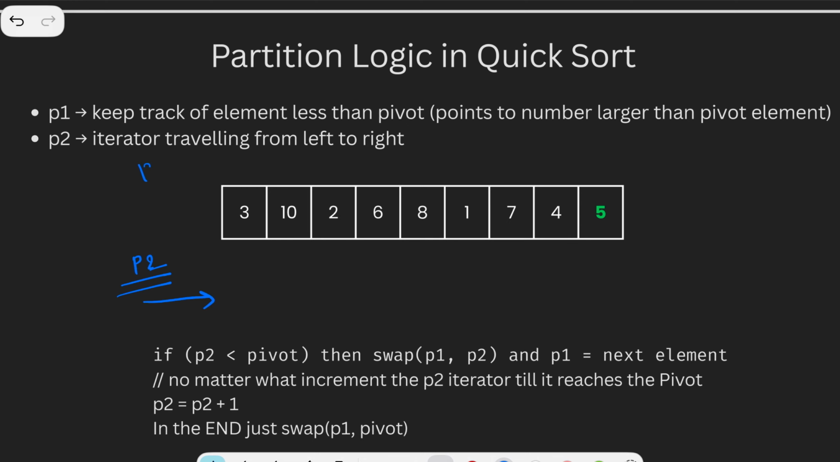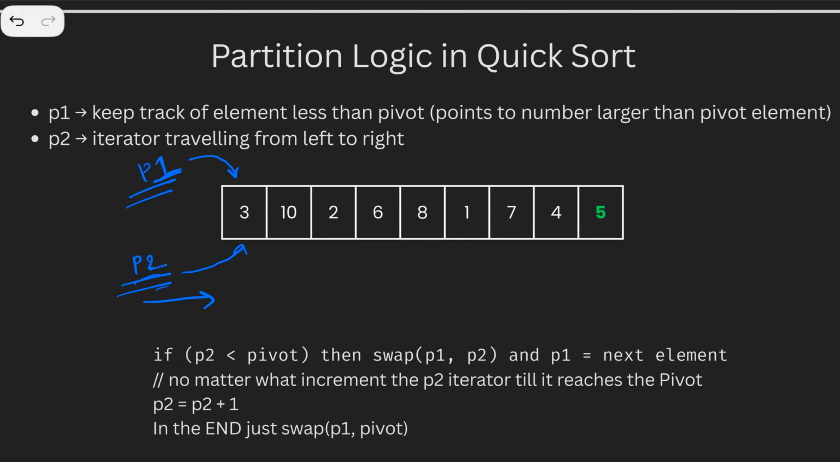P1 on the other hand will keep track of all the elements which are less than our selected element, right? So P1 will be pointing to the very first element which is greater than our pivot element. Okay, but at the start P1 will be pointing here and P2 will be pointing at the very beginning of the array. Okay, so now we check whether P2 is less than 5 or not. If yes, it is less, then we are going to swap and P1 will be moved forward.